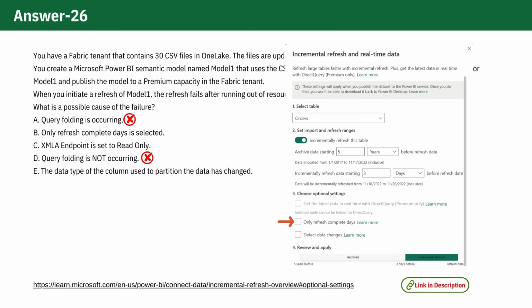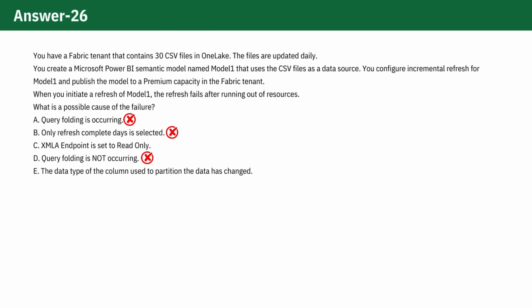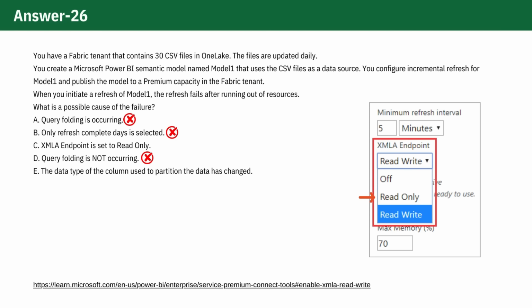Option B. Only refresh complete days is selected. This setting ensures that all rows for an entire day are included in the refresh operation. It does not directly address the issue of running out of resources during the refresh, so this option is incorrect. Option C. XMLA endpoint is set to read-only.